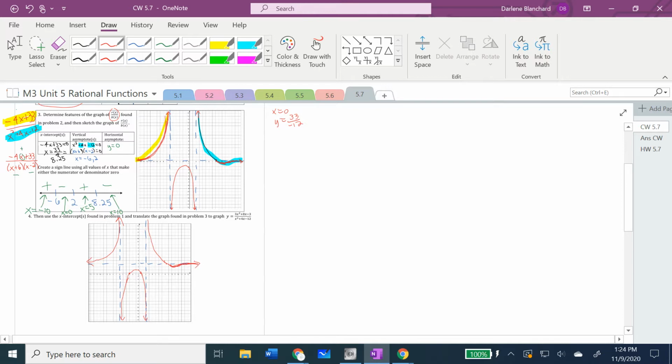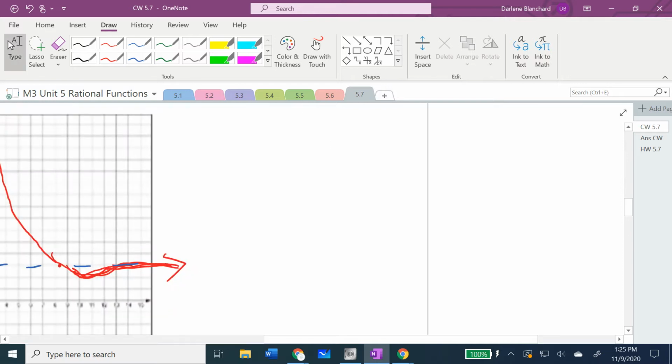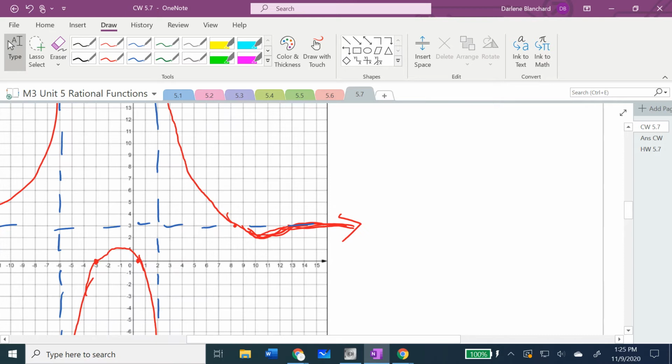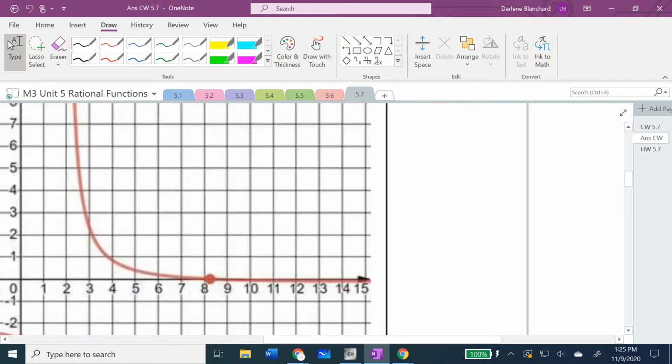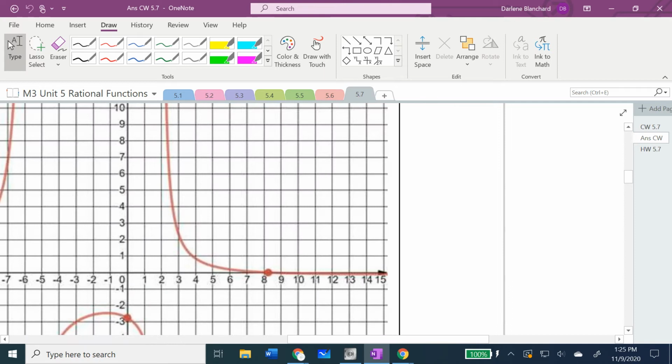Now I want you to be forewarned. You are not going to necessarily be able to see this dip and coming back up. You just need to be aware that the graph has to do that. I'm going to show you what the actual answer looks like. Do you see that you can't really see the dip that I drew? And I don't expect you to necessarily show that.